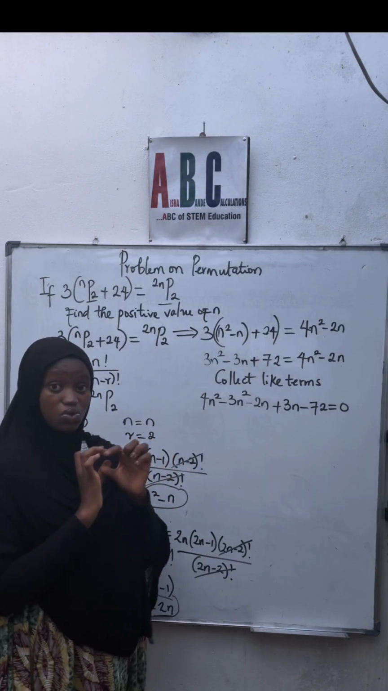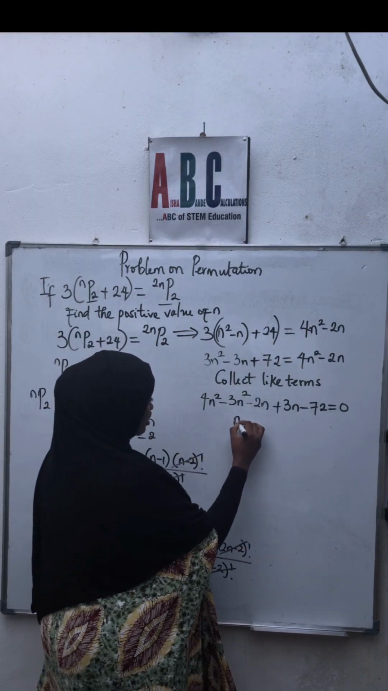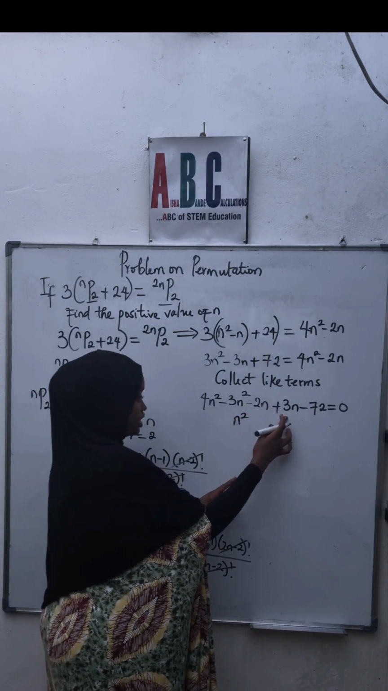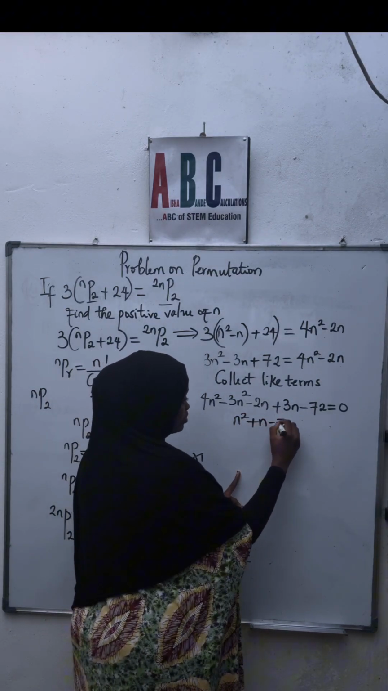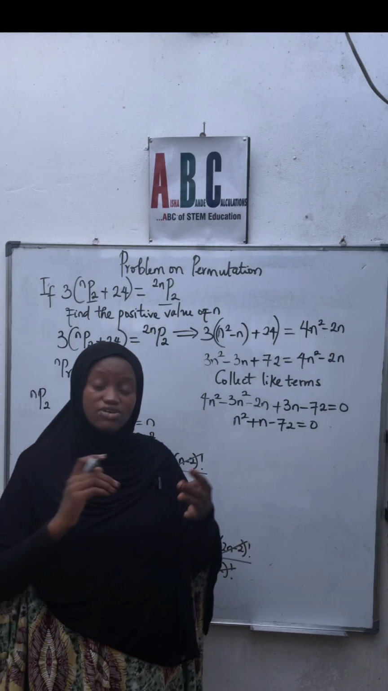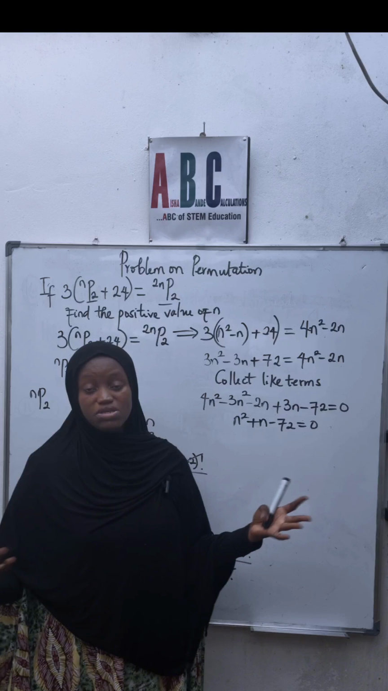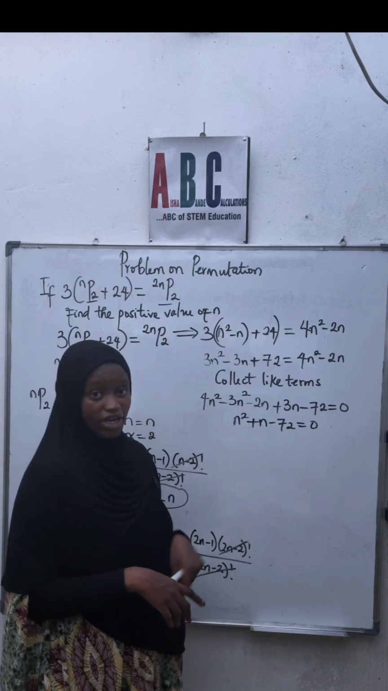So this is going to lead us to a quadratic equation. 4n squared minus 3n squared, here we have n squared, minus 2n plus 3n, we have plus n, minus 72 equals 0. So this is a quadratic equation. We can use the factorization method, the formula method, or the completing the square method to get the value for n.